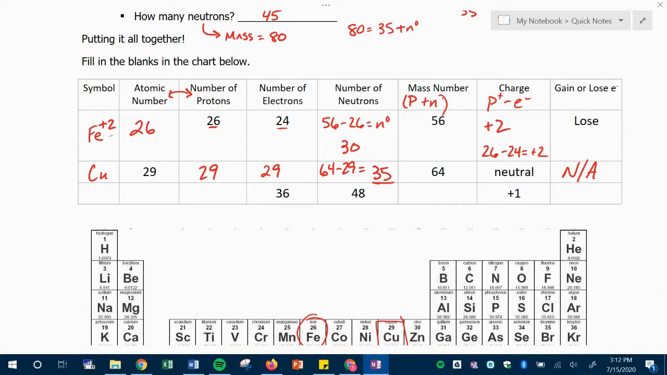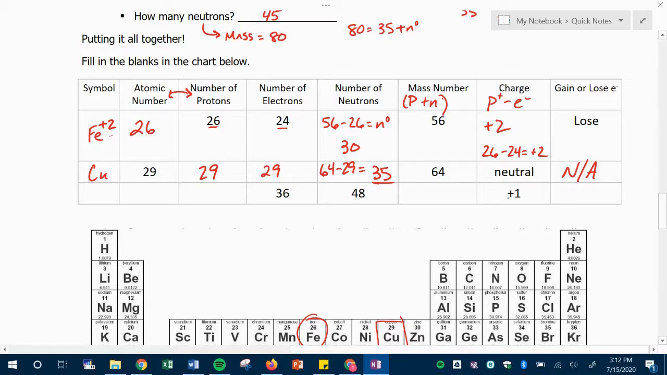All right, and so for our last one here, in this case, we're only given the number of electrons, the number of neutrons, and the charge. So we're not given a number of protons or an atomic number. But because we know the charge is +1 and the number of electrons is 36, that does mean that we actually know the number of protons.